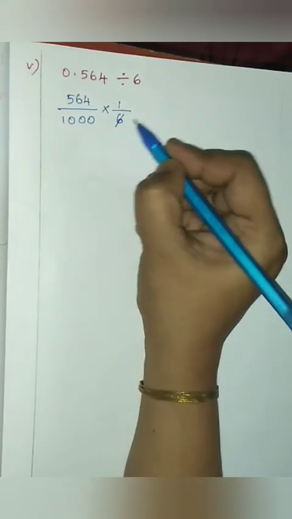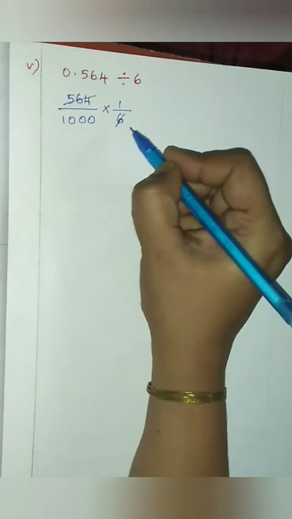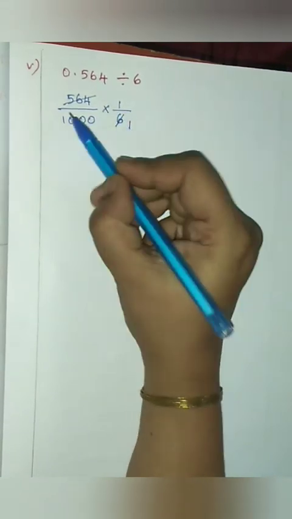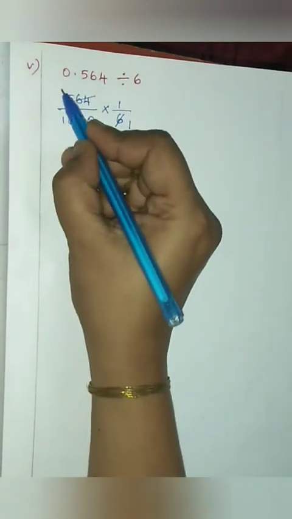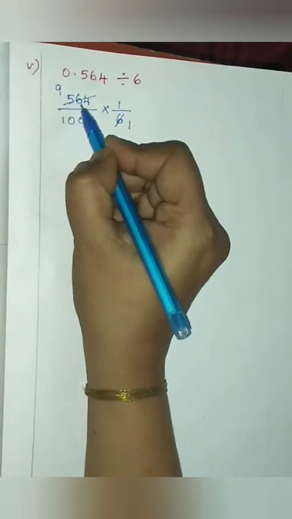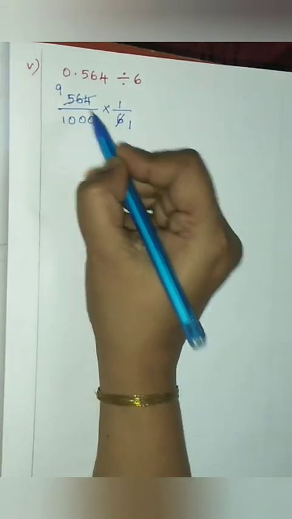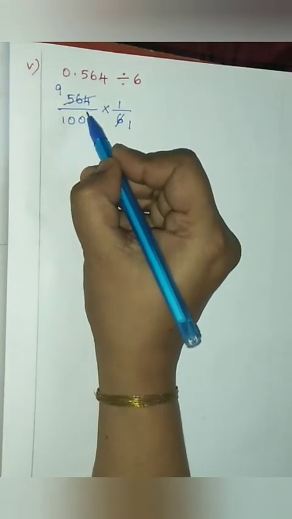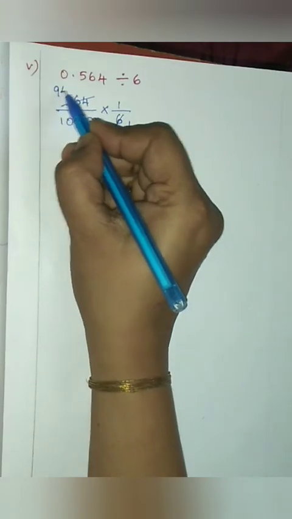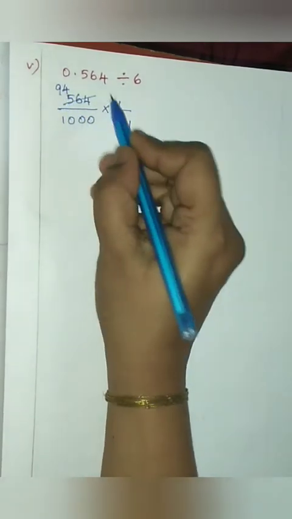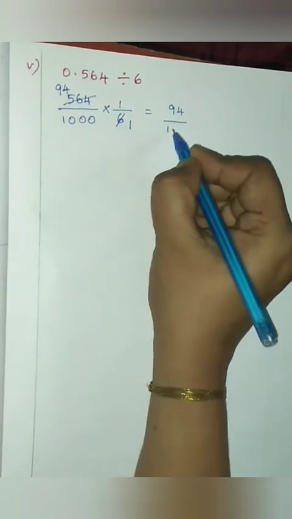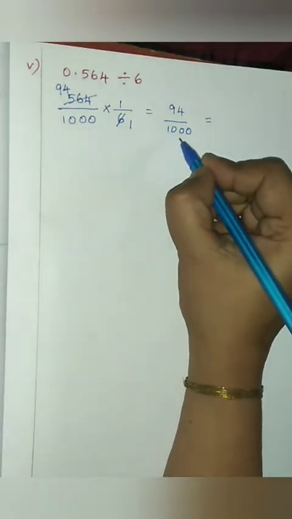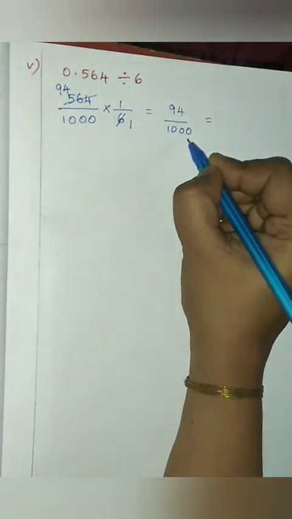Now using the 6 table, cancel 6 and 564. So 6 goes one time, and how many times does 6 go in 56? 9. 9 6s are 54. Remainder 2. So how many times does 6 go in 24? 4 times. 4 6s are 24. So 94 into 1, 94 by 1000.